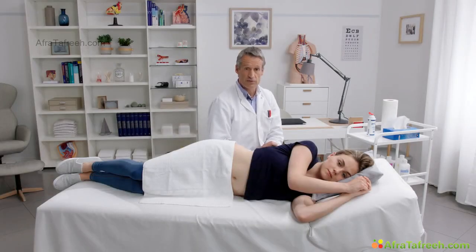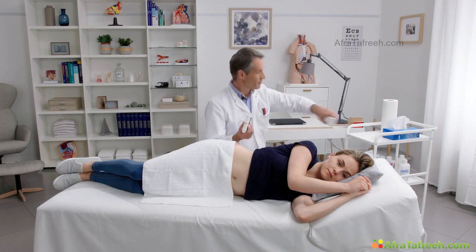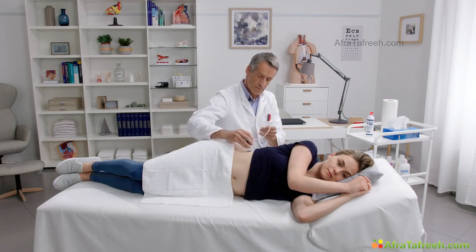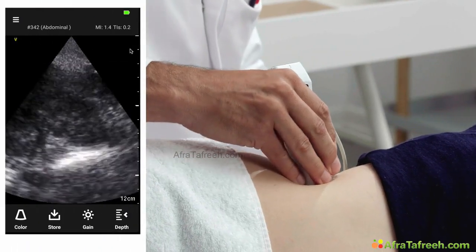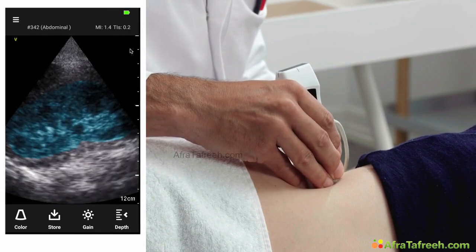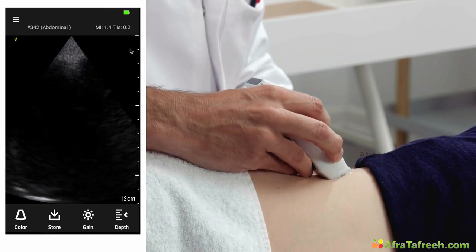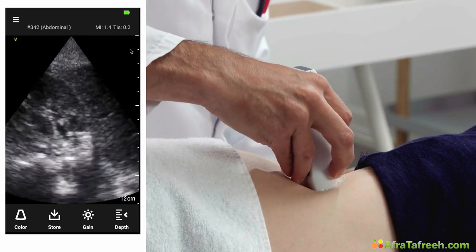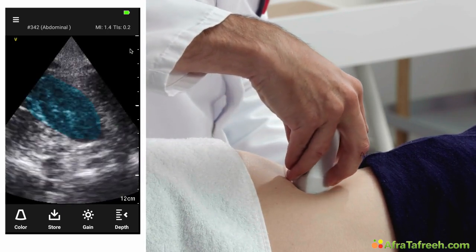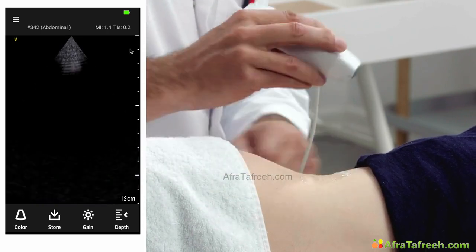And finally, I will show you the right kidney from the same lateral position. Please inhale deeply again. Longitudinal view, and exhale. And please inhale again. And the transverse view. And exhale, please. Thank you.